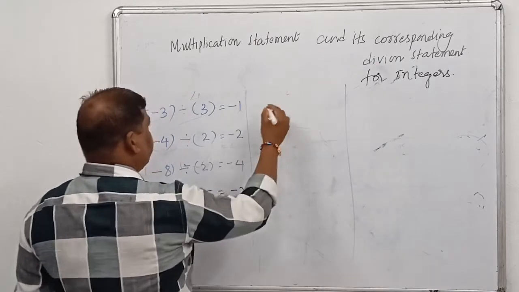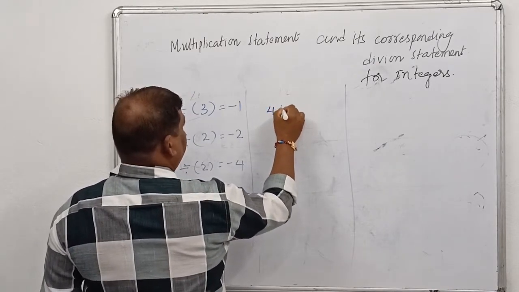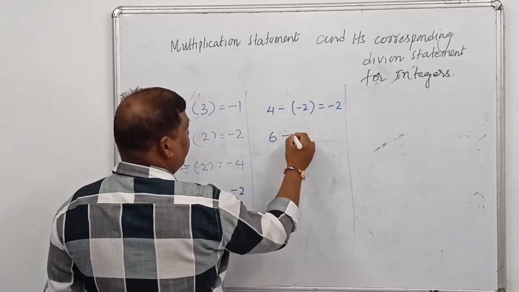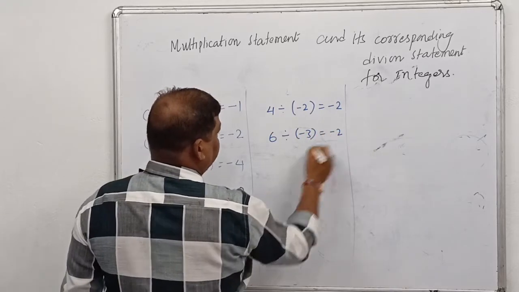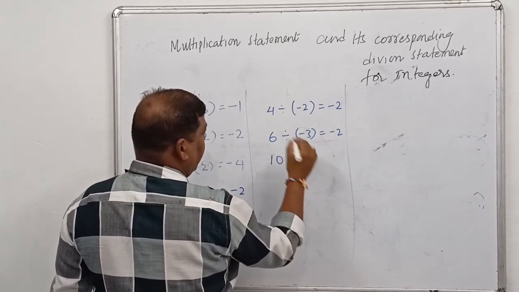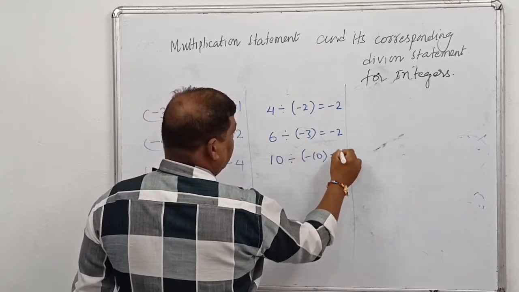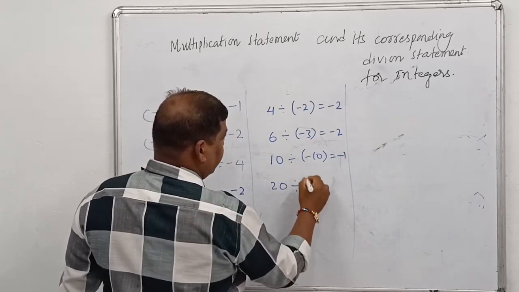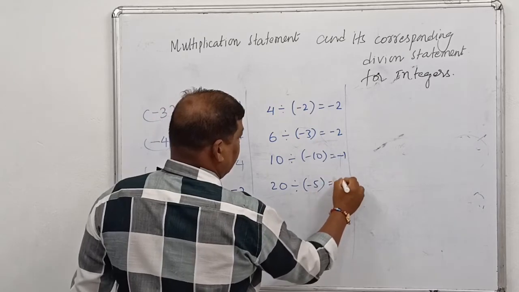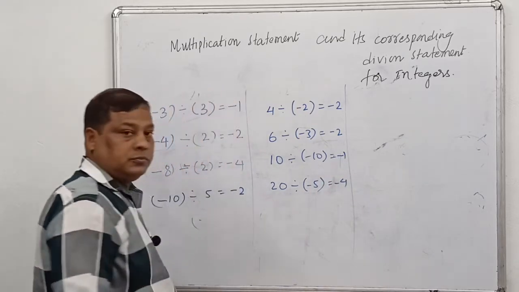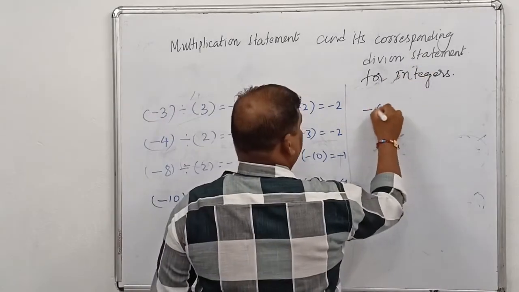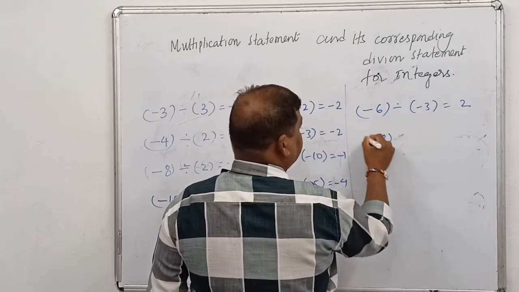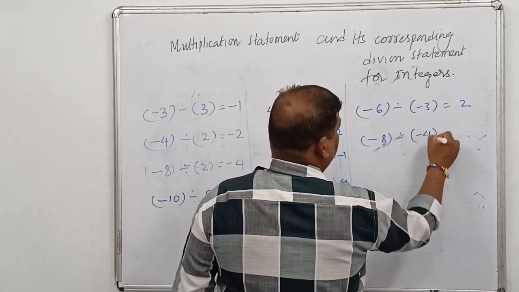Now we will see the second case. 4 divided by minus 2 gives minus 2. 6 divided by minus 3 gives minus 2. 10 divided by minus 10 is equal to minus 1. 20 divided by minus 5 is equal to minus 4. Now the third case: minus 6 divided by minus 3 is 2. Minus 8 divided by minus 4 is 2.